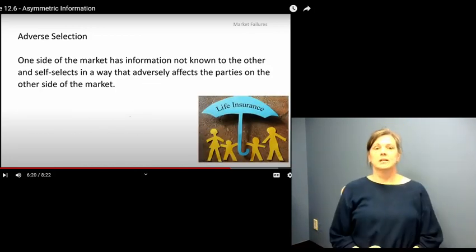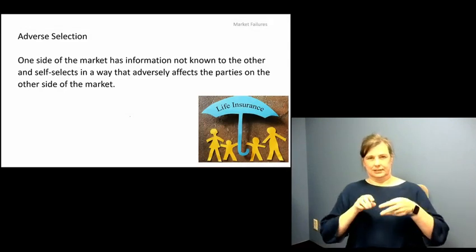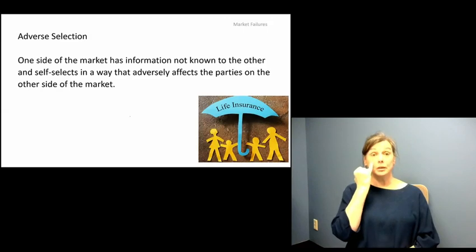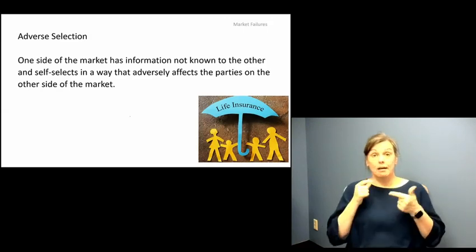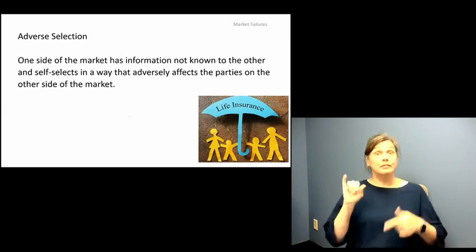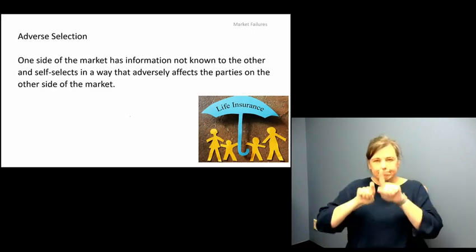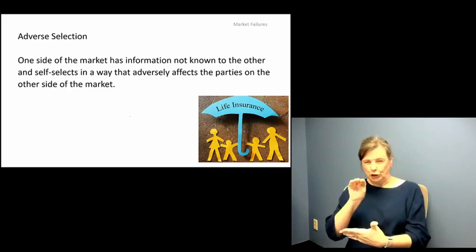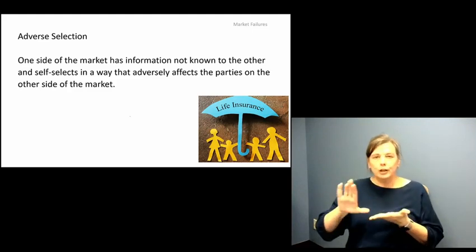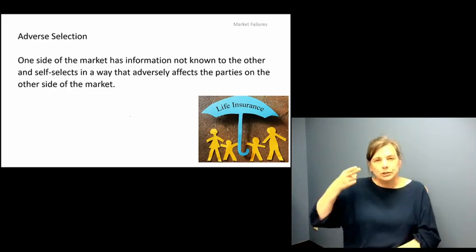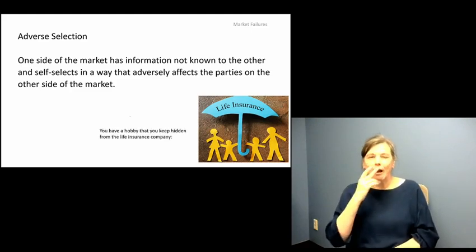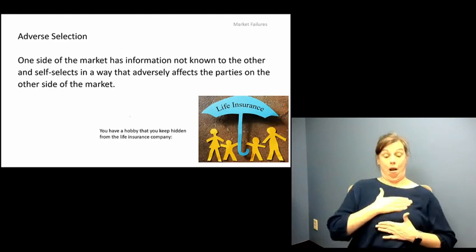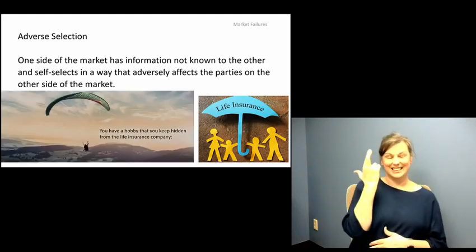Let's take a look at adverse selection, specifically in the life insurance market. Now let's imagine that you were interested in purchasing life insurance, and life insurance companies try to get as much information as they can about their consumers. So they come over and they check your medical history, they see if you're a smoker, they see your age and all the other biometric features.